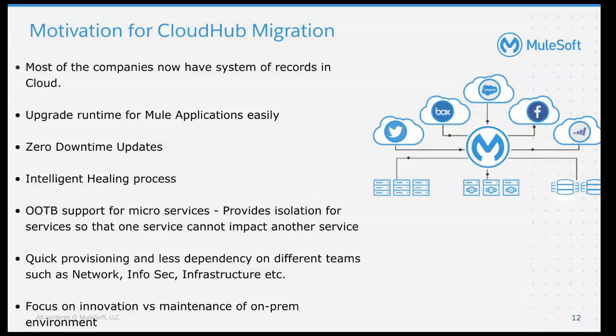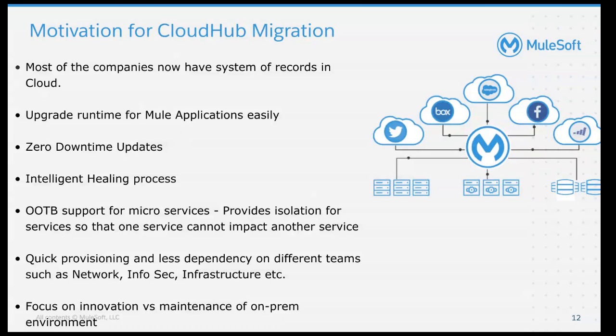And again, like we talked about, we have out-of-the-box support for microservices. It provides isolation for all the runtime services and makes sure that the other services are not impacted. If some services get a lot of traffic on-prem, it might affect the performance of other services, whereas this is not the case in CloudHub. It gives you isolation for each API that is deployed in CloudHub.